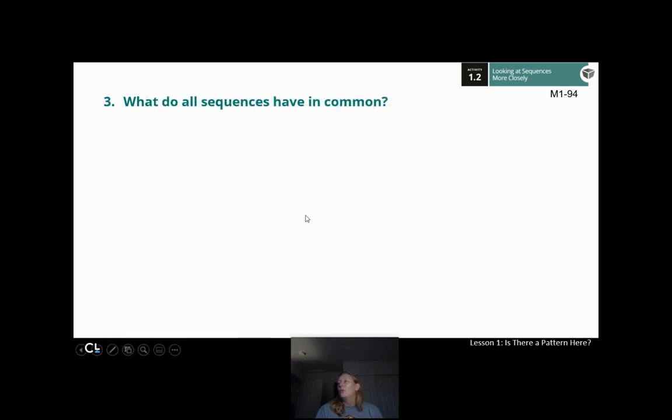So what do all sequences have in common? I mean, these are all doing different things, but can you give it a thought for a moment and just jot down what you think? What do all sequences have in common? Hit pause and then hit play to continue the discussion.